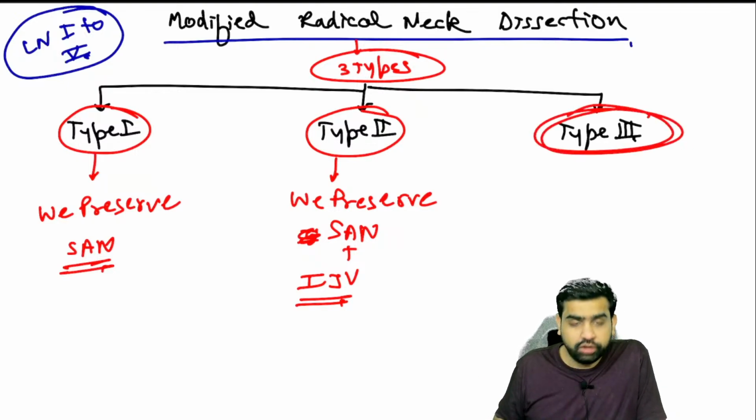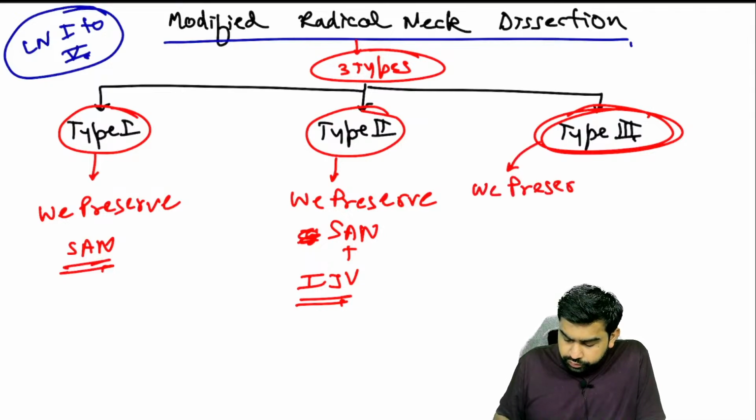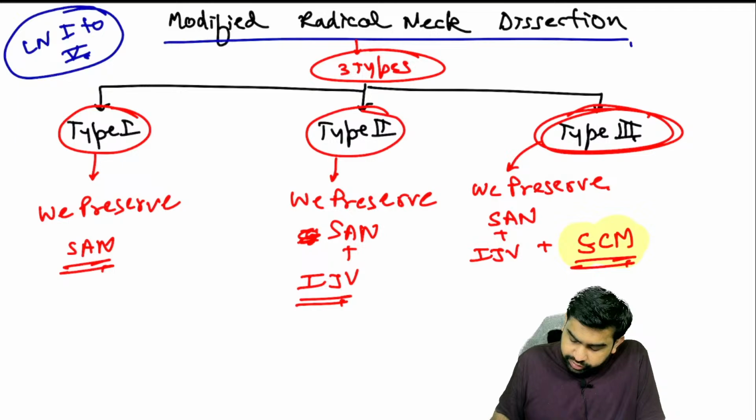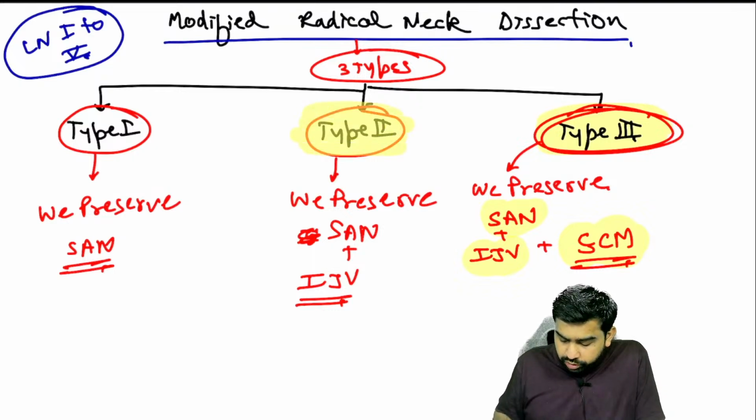In the type 3 modified radical neck dissection, we preserve the spinal accessory nerve plus the internal jugular vein plus the sternocleidomastoid muscle. So we preserve all three structures. In type 2, we preserve the spinal accessory nerve and the internal jugular vein, and in type 1, we preserve the spinal accessory nerve.